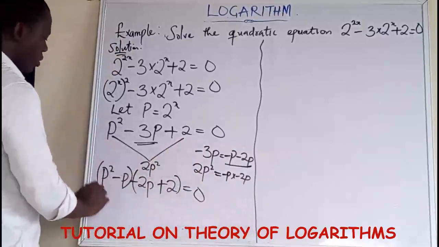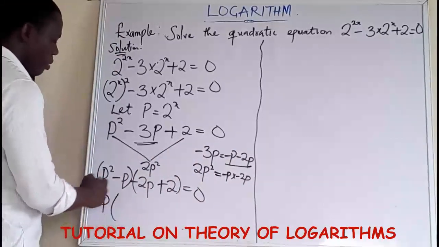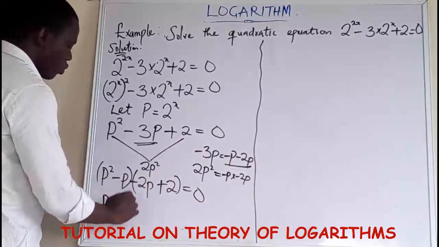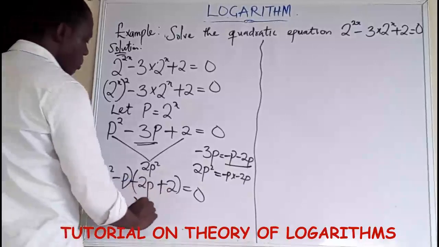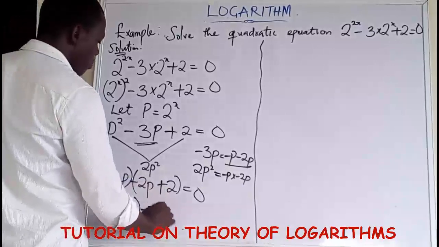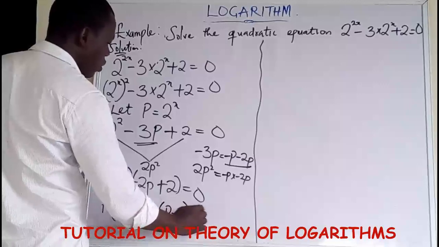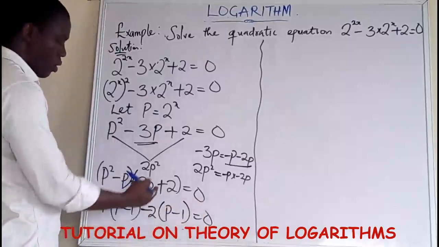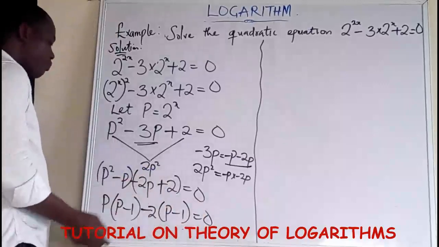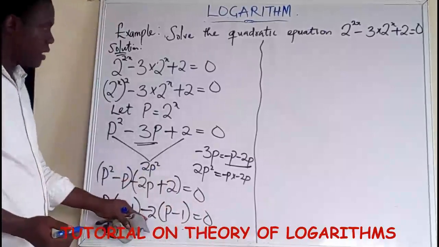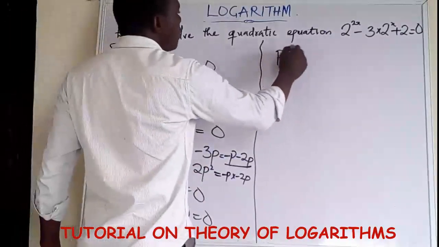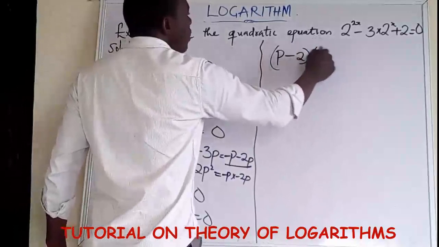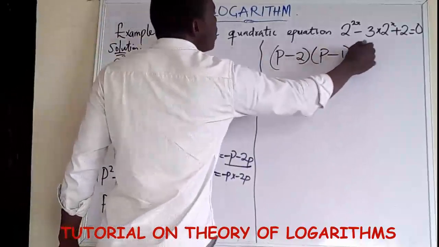So what do we have now? I think p is common here. We have p minus 1. So what is common here? Minus 2. p minus 1, 2 equals 0. Because if you open this bracket now, you're going to get this one back. So what do we have now? We take the one outside. So we have p minus 2 and then p minus 1 equals 0.